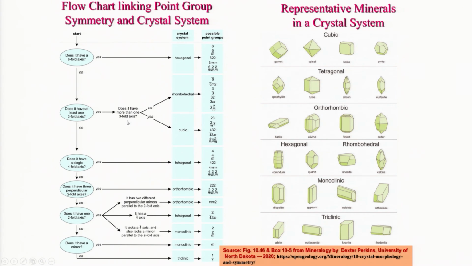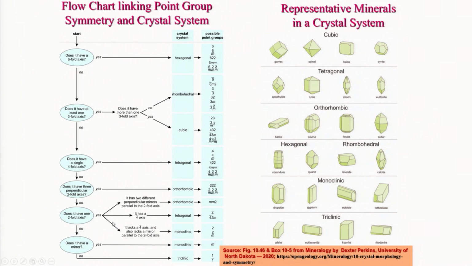If there is more than one 3-fold axis of symmetry, if it is present, and if it is yes, then this is the orthorhombic crystal system here. And if there are 3 perpendicular 2-fold axes, if the answer is no, then the next question is: does it have one 2-fold axis?